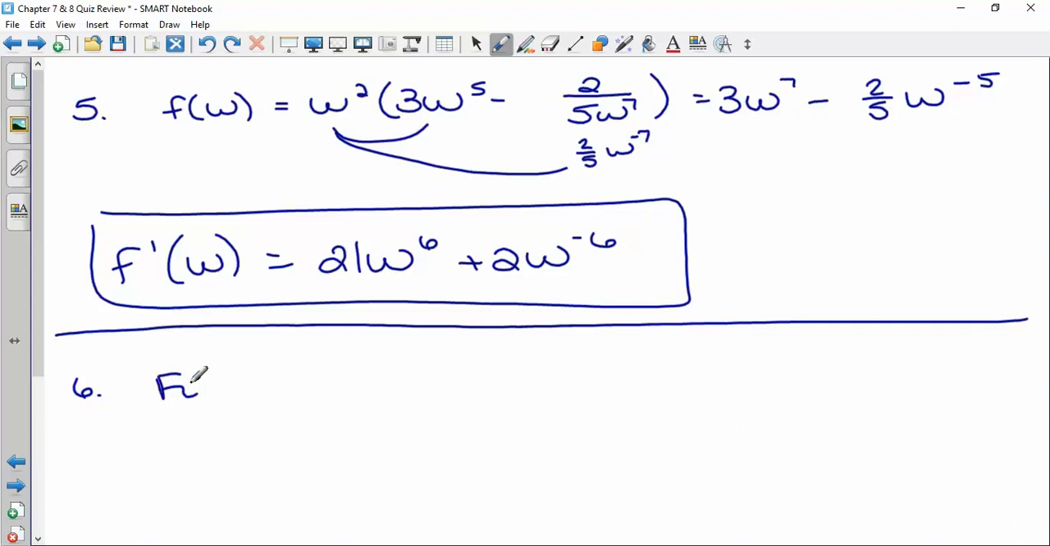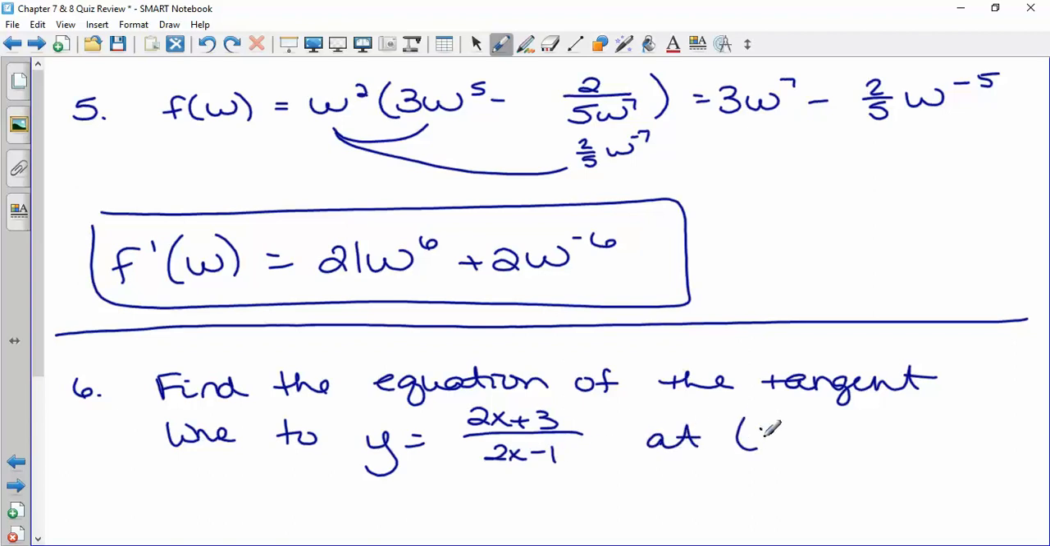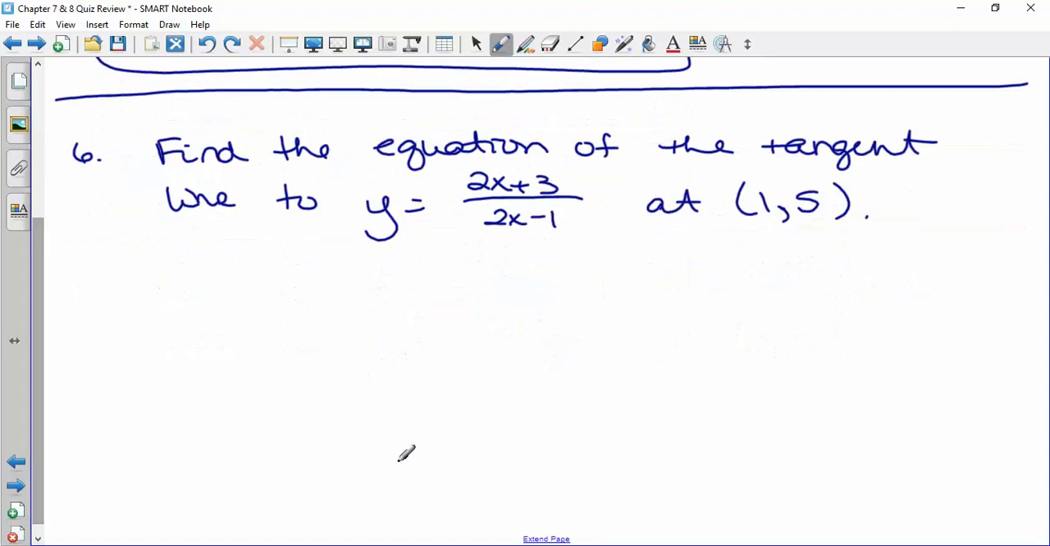So if I said, find the equation of the tangent line y equals 2x plus 3 over 2x minus 1 at the point 1, 5. So this one we can't just divide each term because we have two things on the bottom. Now if it were just a 2x on the bottom, we could put each thing over 2x and simplify. But since we have more than one term on the bottom, we cannot.